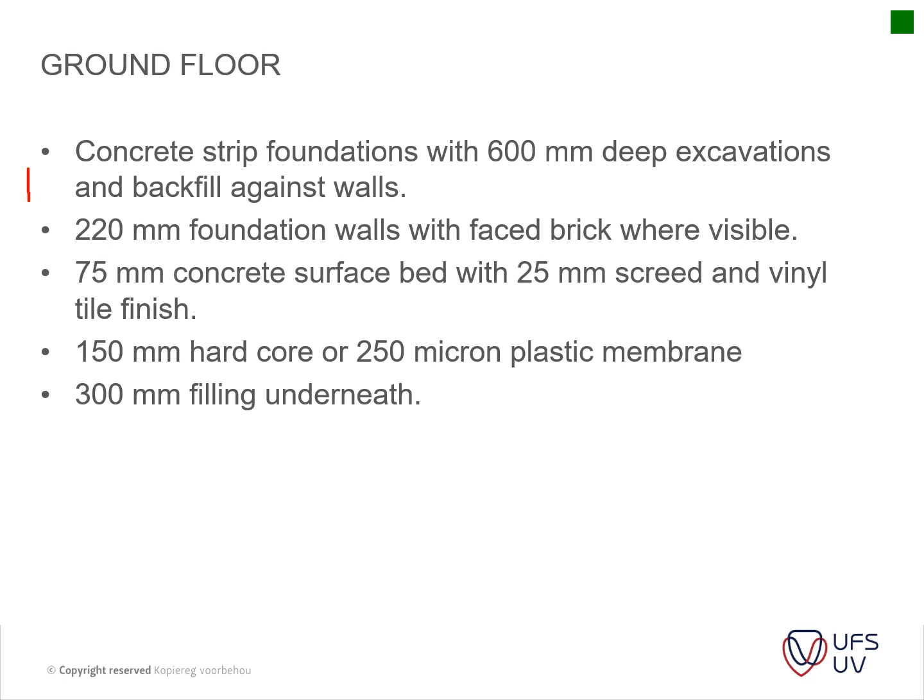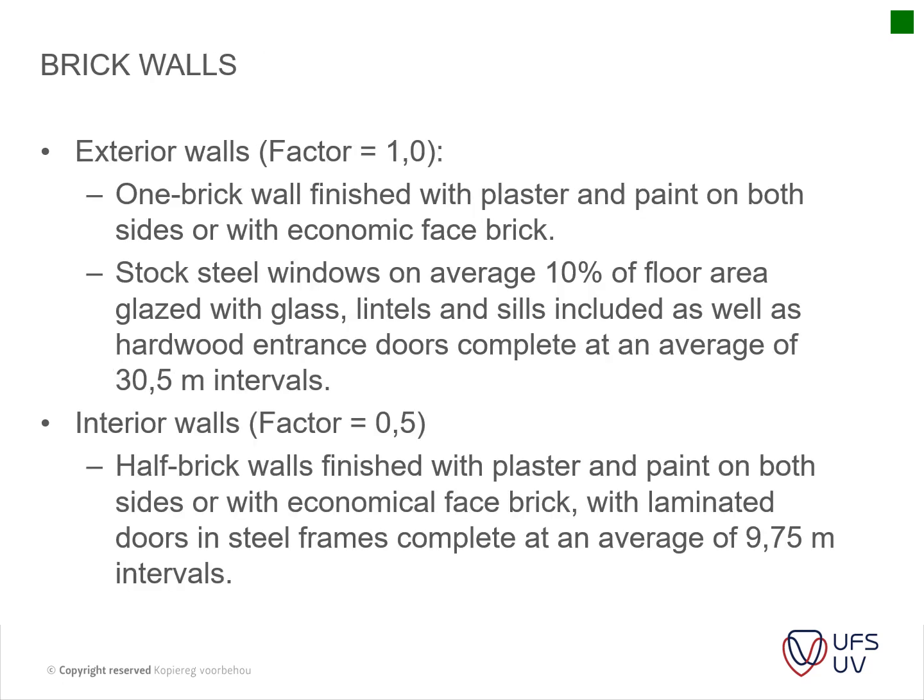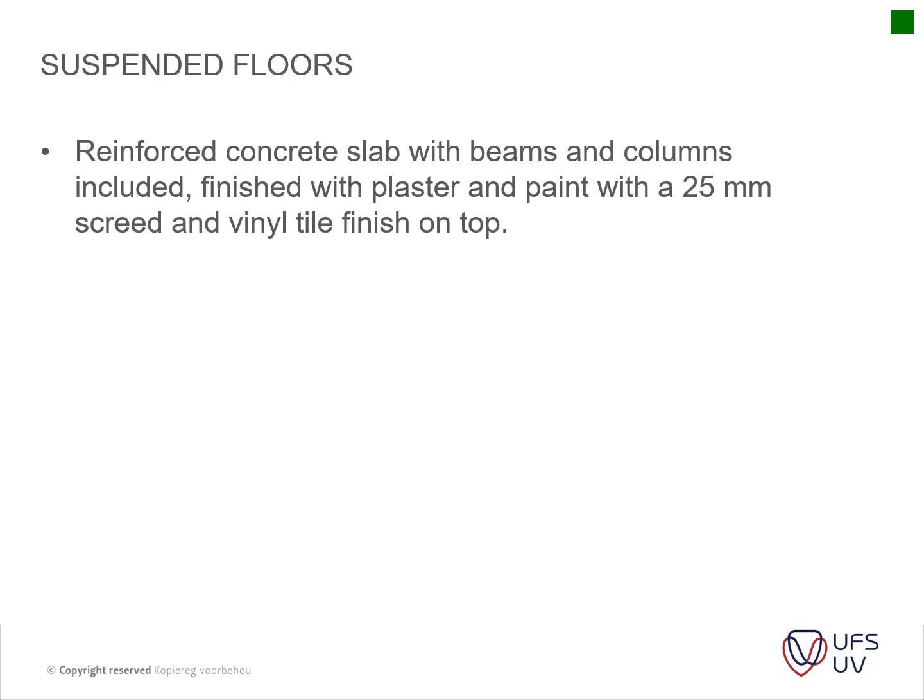So for instance, what type of foundation walls is used, concrete surface beds are used, 300 millimeters of filling is used underneath your surface beds, usually that type of thing. Your brick walls usually have a factor of 1, your interior walls usually a factor of 0.5, and so forth. Suspended floors are reinforced concrete slabs with beams and columns, with included finishes of plaster and paint with a 25mm screed and vinyl tile finishes. So this is why your first floor factor is a little bit higher than your standard.